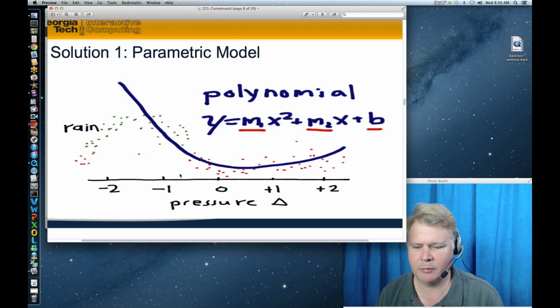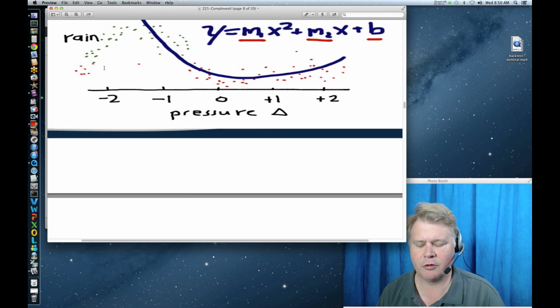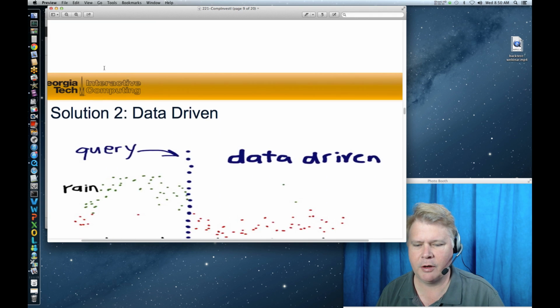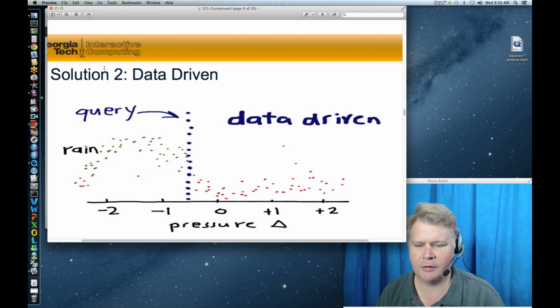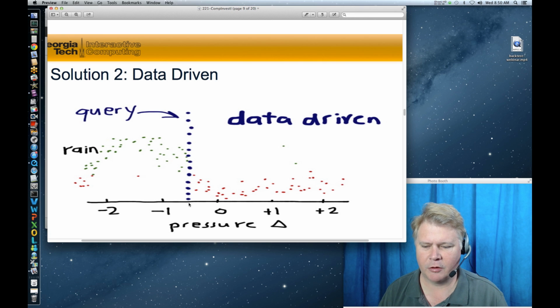So at any point in time, we can look at the barometric pressure change and ask the model how much it thinks it's going to rain. And it does pretty well, except when we start getting here, to significant negative changes, it'll predict more rain than is likely to actually happen. Okay, that's a query for a parametric model. Let's now look at a query for a data-driven model. At this same point, the barometric pressure has gone down 0.5.